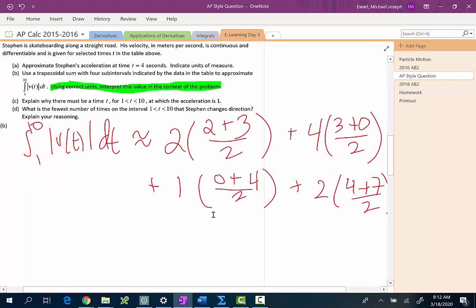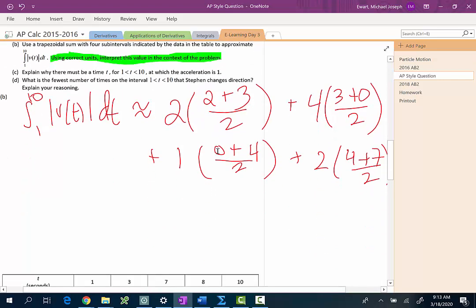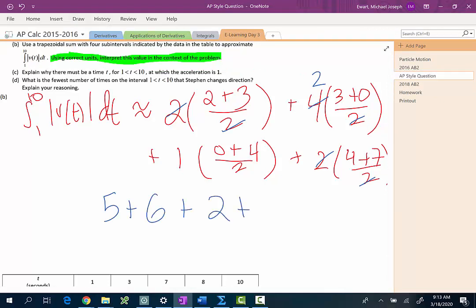And so you would add all of those up. The 2's here cancel, the 2's there cancel, and the 2's here cancel. So that gives us 5 plus 2 times 3 is 6, plus 4 divided by 2 is 2 times 1 is 2, and plus 4 plus 7 is 11. Honestly, you can leave your answer like that, but it's the calculator section, so there's really no need to. So that gives us 24.